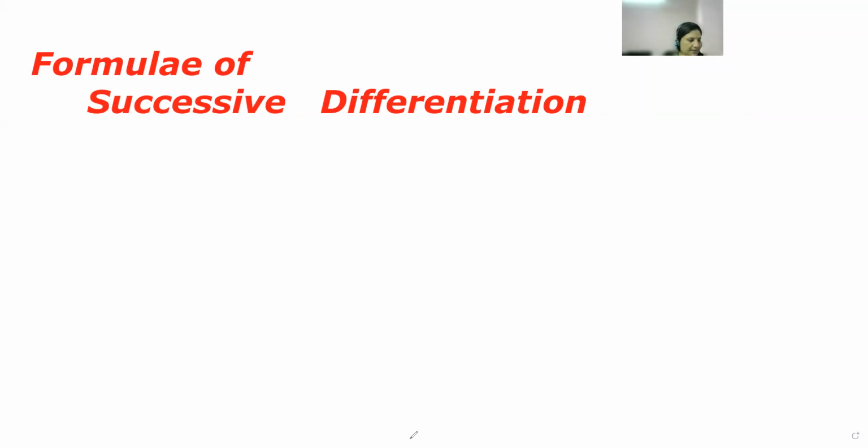Today we are discussing the formulas of successive differentiation. Here we just discuss the key points. What are the key points of successive differentiation?